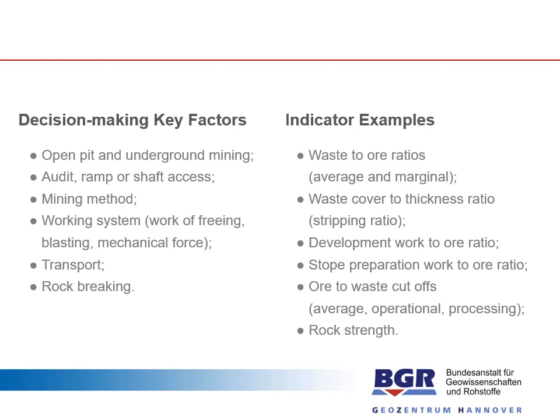Indicators for decision taking are, for example, the waste to ore ratio, so not only the average waste to ore but also the marginal waste to ore ratio, the waste cover to thickness ratio, which is the stripping ratio especially applied for coal mines, the development work to ore ratio or the stope preparation work to ore ratio. Other important factors are, for example, the ore to waste cutoffs, and the average cutoff, the operational cutoff and the processing cutoff, and the rock strength.